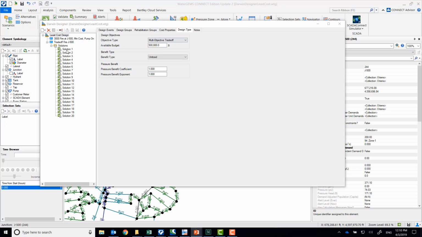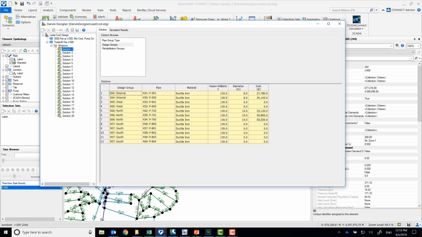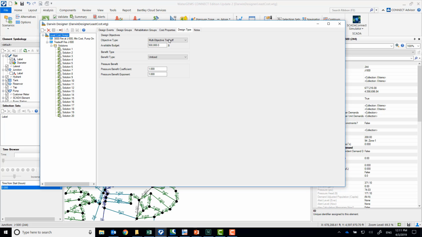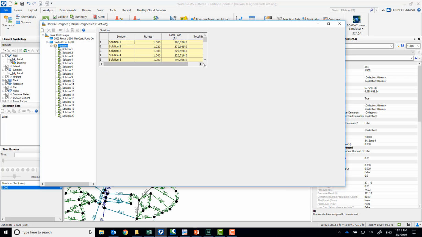I have run already some solutions. So let's take a look at the trade-off solution now that I have already run. In the trade-off is this, basically multi-objective, 500,000 unitized, okay? And I run it and it gives me these results. It tells me the benefit and the total cost of each of those solutions.